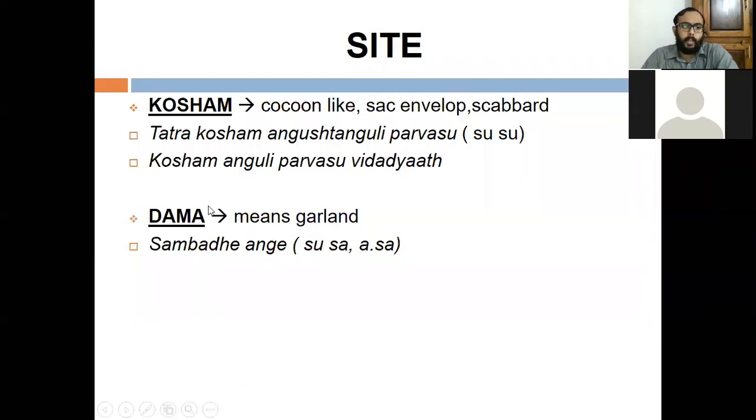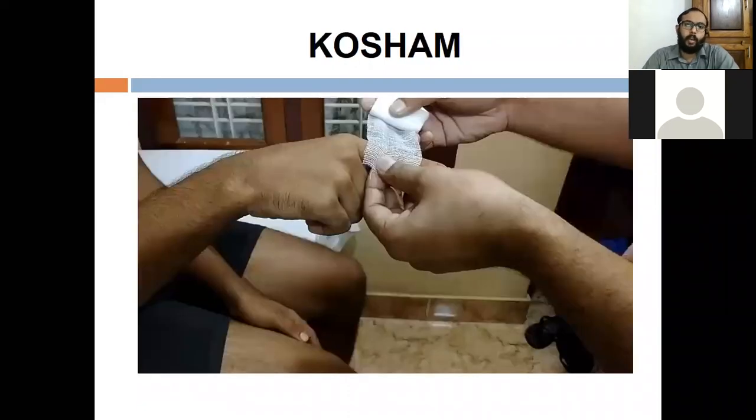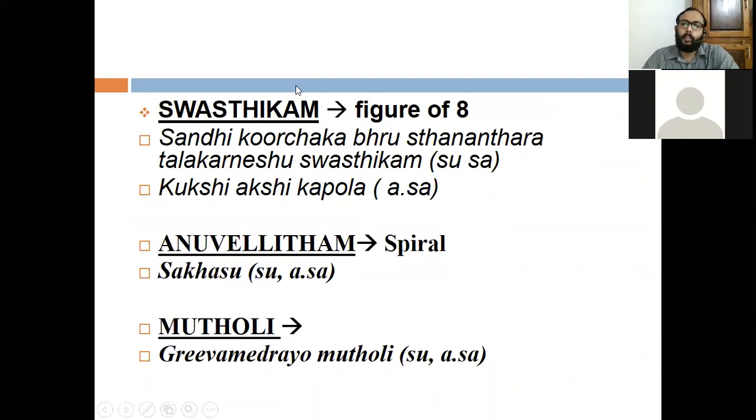Coming to Dama, Dama Sambadhe Ange or Sangadhe Ange. The Tika is Sangadhe Ange. I will tell you what actually Dama is after explaining the Swastika Bandha. Swastika is, all of us know, Sandhi Gurchaka Purushtanandara Talakarneshu Swastika, figure of 8 bandage. The bandage which we are doing to a joint is Swastika Bandha. And this Anuvelita is the spiral bandage which we are doing in limbs. Shakhasu Anuvelitam. I will show the video of Anuvelita Bandha.